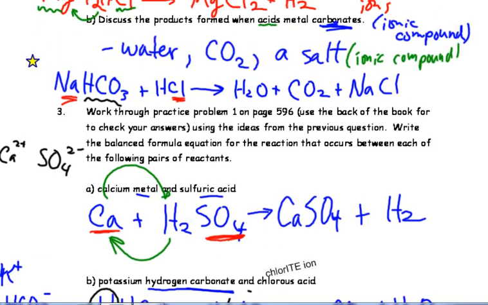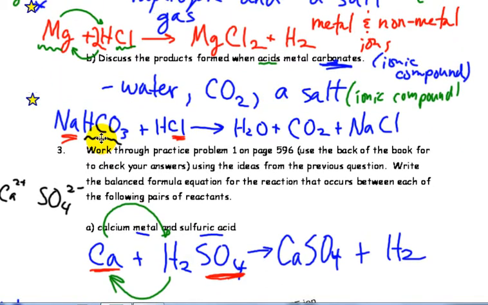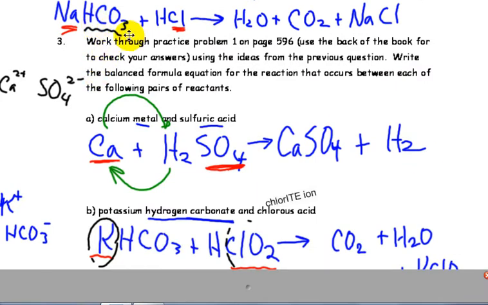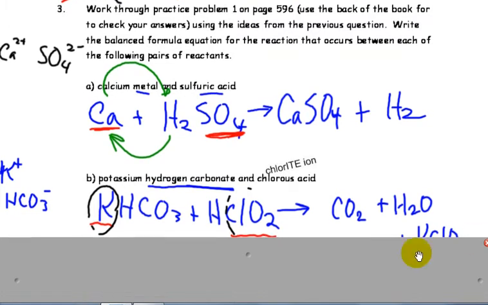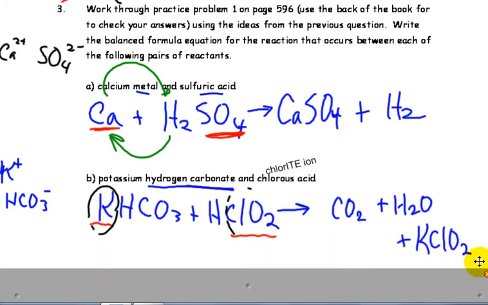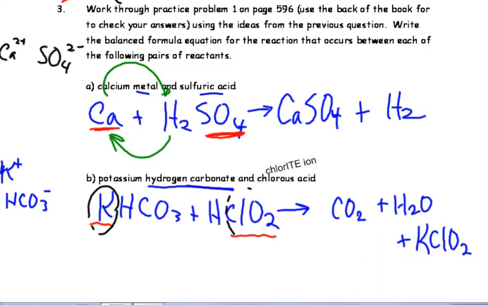Hydrogen carbonate or bicarbonate are the same thing. You call it hydrogen carbonate or bicarbonate according to your pink sheet. So what happens here is the metal of the carbonate combines with the non-metal group, the anion of the acid, to make your ionic compound, KClO2, and the other two products, of course, carbon dioxide gas and water. And I think it's already balanced, so we don't have to worry about that.